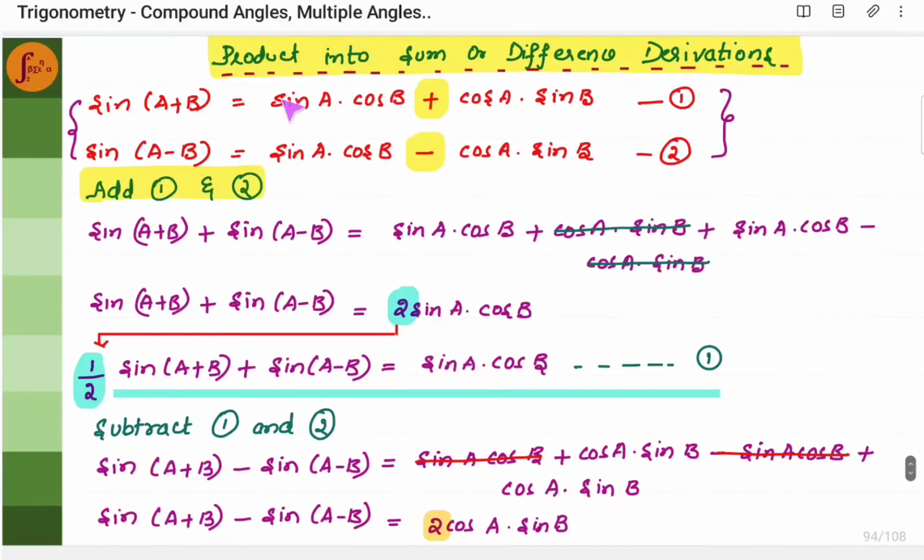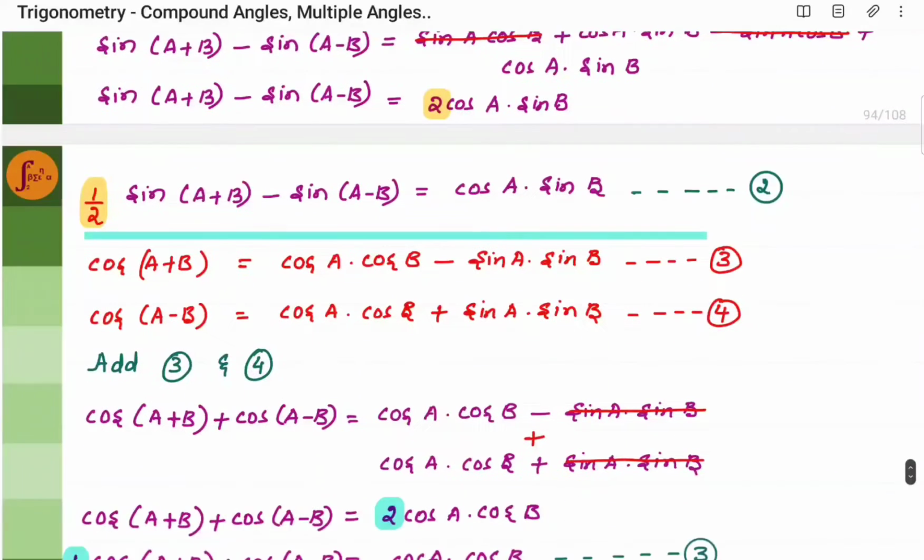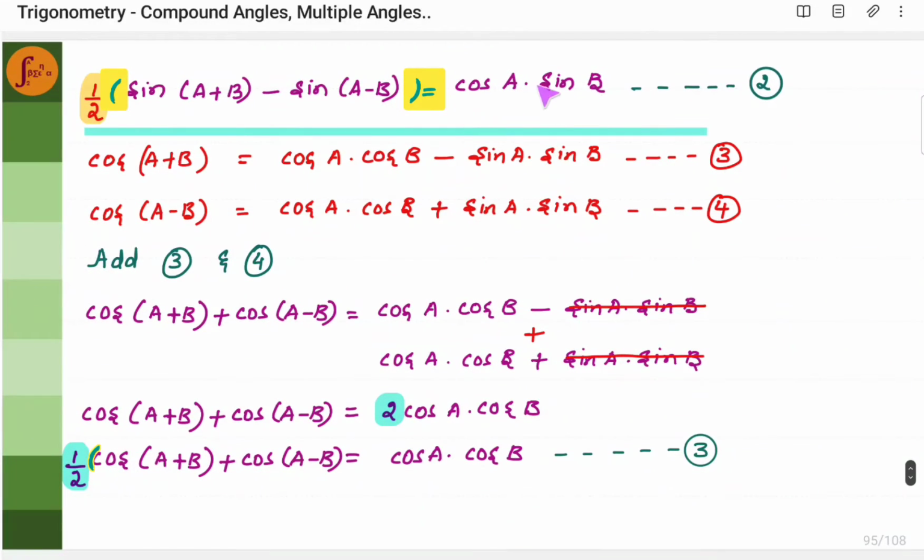Similarly, we can take the same two equations and subtract them. If you subtract them, again one of the terms, sin a cos b, will get cancelled. You will be left with cos a sin b two times. So it's going to be 2 cos a sin b. Therefore, the difference of the two trigonometric functions is equal to 2 times cos a sin b. You shift 2 to the other side and it becomes half. So we got the second formula.